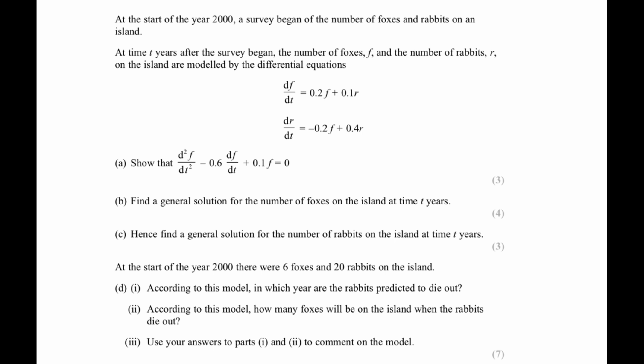This is a typical example of a coupled differential equation question in population dynamics. At the start of the year 2000, a survey began of the number of foxes and rabbits on an island. At time t years after the survey began, the number of foxes, f, and the number of rabbits, r, on the island are modeled by the differential equations given below.